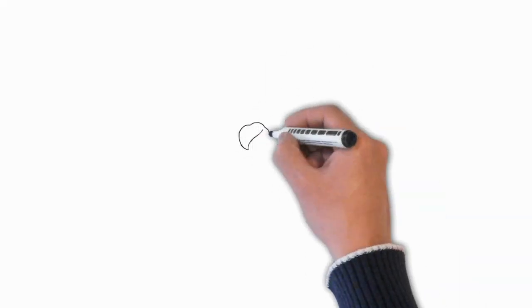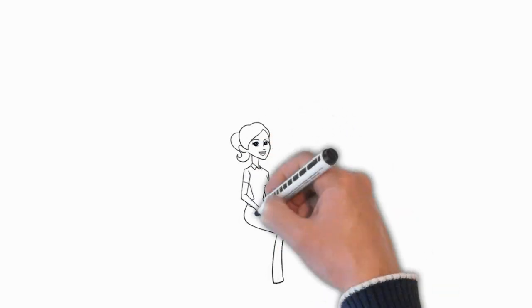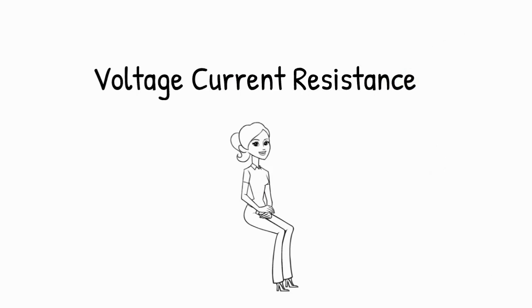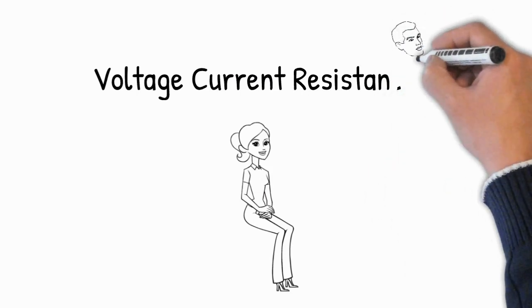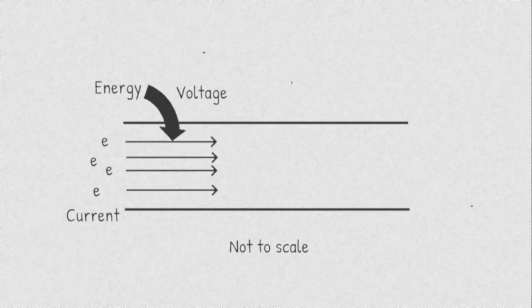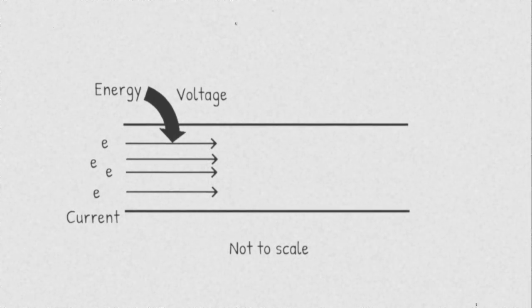Now, on to the calculation part. To understand the calculation bit, you will need to understand what voltage, current, and resistance are. So if you haven't watched our video on Ohm's law, make sure you do. From our last video, we said that voltage is like the energy that pushes the current.